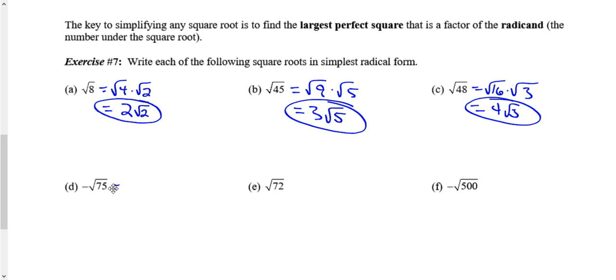I did it. It equals negative square root of 25 times the square root of 3, which equals what? Negative 5 times the square root of 3. Was that any harder than any of the other ones? Why did that negative go to the 5? Because it's negative times the square root of 25, and the square root of 25 is 5. So it's negative 5.